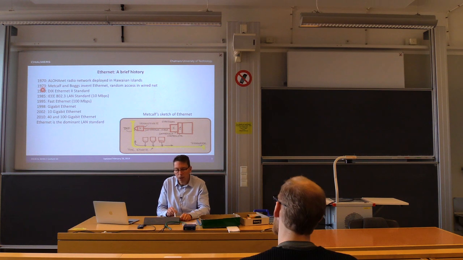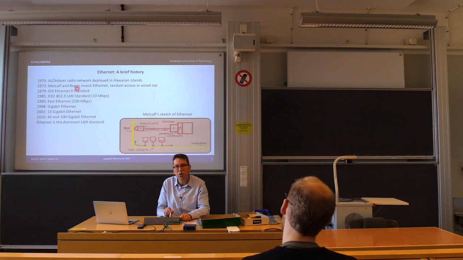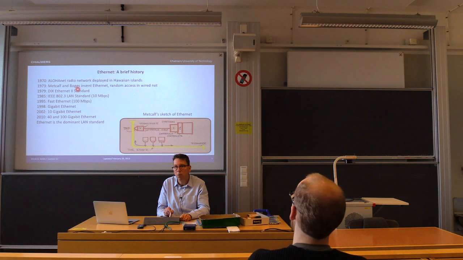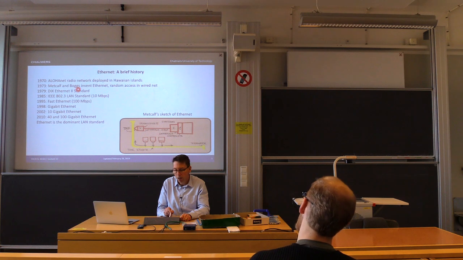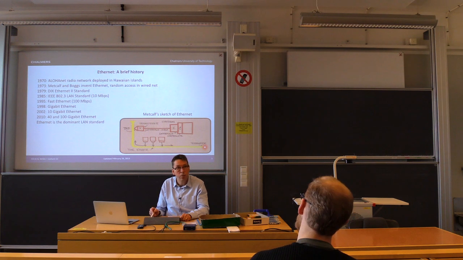Then in 73, two persons, Metcalfe and Boggs, basically took these main ideas about ALOHA and put that on a wire instead. So they invented this early form of Ethernet, which is random access in a wired net. Basically this is the sketch of it that Metcalfe has. The yellow thing here is a coaxial cable, which has terminations at the end to make sure that signals don't go back and forth and bounce, right? So we have some termination here.